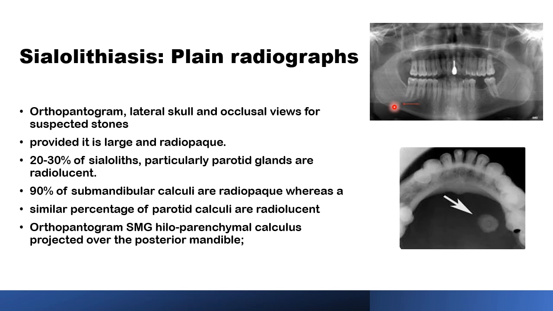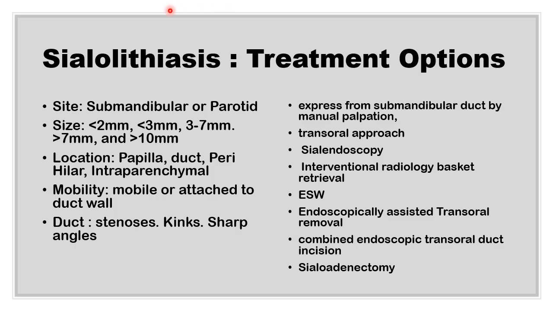One particular form of plain X-rays that can be useful is the occlusal film, which can be used to show stones in the submandibular duct, particularly around the papilla, that are hard to identify by ultrasonography. Salivary stones are discussed in a separate presentation. The video link you will find at the end of this presentation.